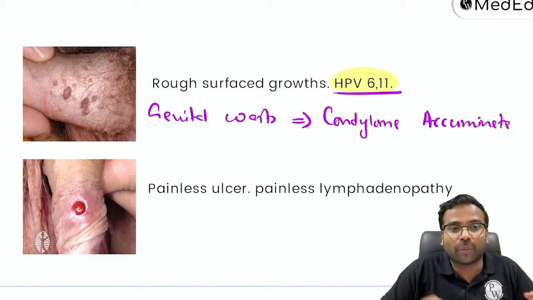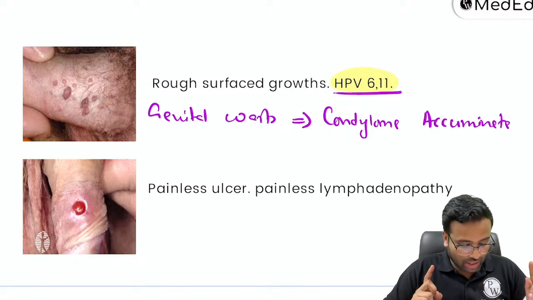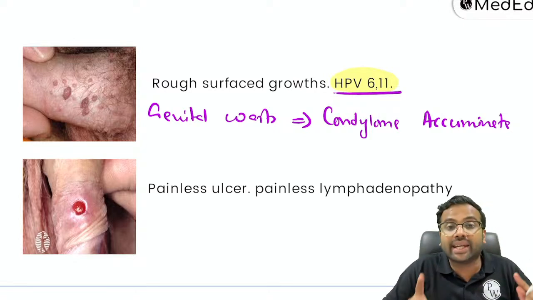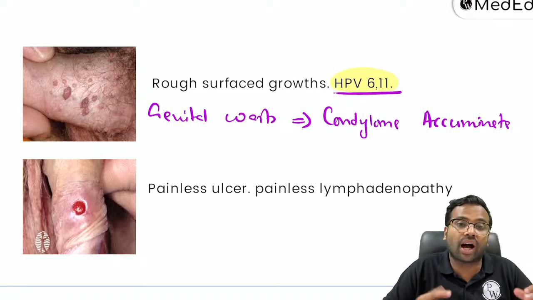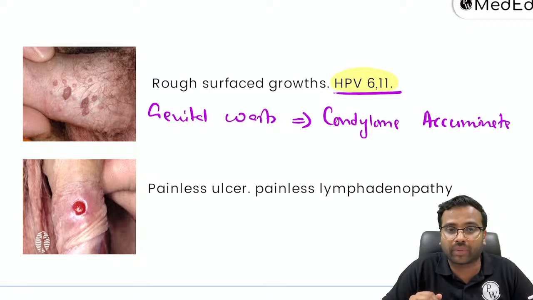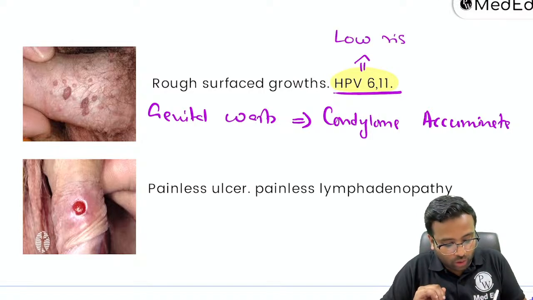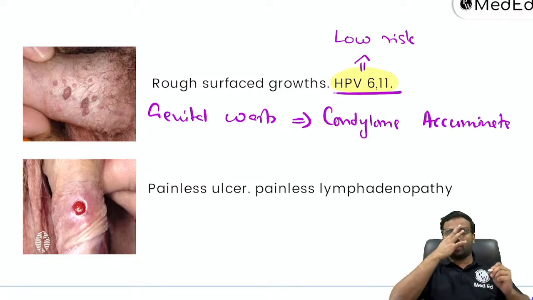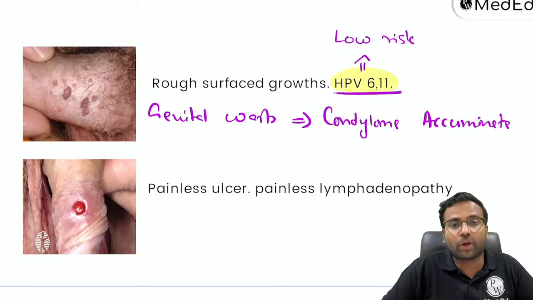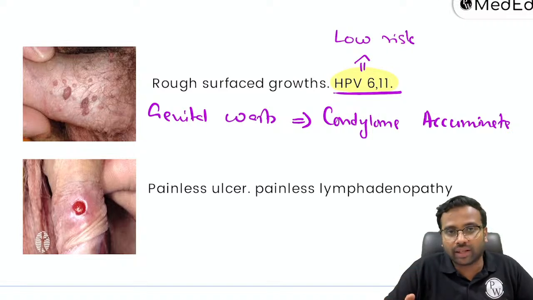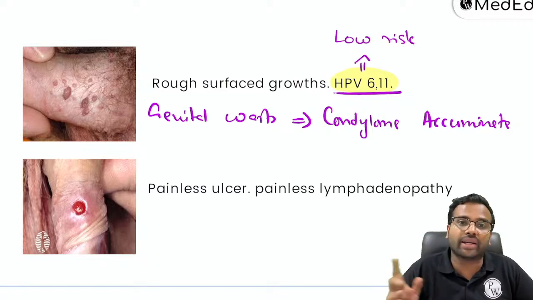So here what we see is HPV 6 and 11. Is it a high risk subtype or a low risk subtype? Low risk. Yeah, this is a low risk subtype because it does not progress into any kind of malignancy. In gynecology, you must have learned that HPV 16 and 18 were implicated in cervical cancer, isn't it? So that was a high risk subtype, but this one is a low risk subtype.